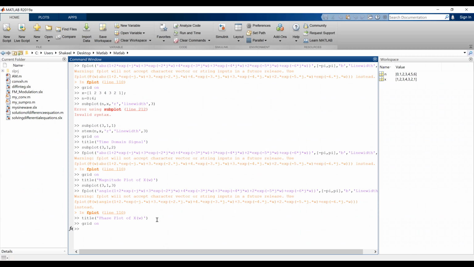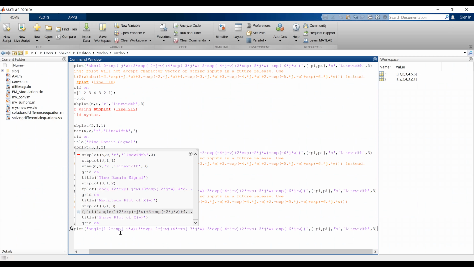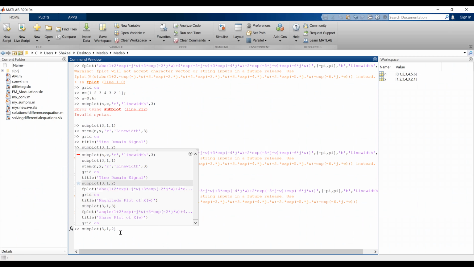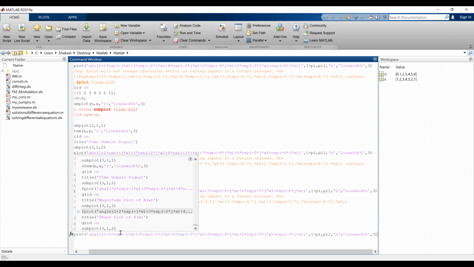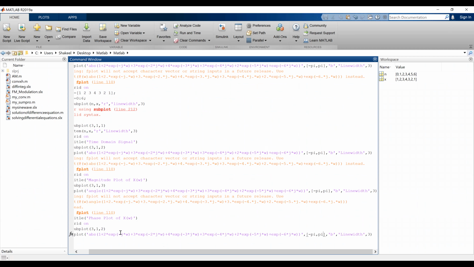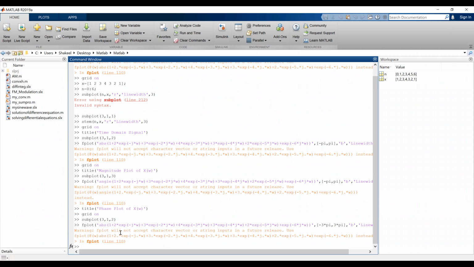We'll go back to MATLAB and let me plot the magnitude spectrum. Let me get it back first. Then on this we will plot the magnitude plot. This time the magnitude plot will be from, let's suppose, minus 3 pi to plus 3 pi. So if we do this, what will happen to the magnitude spectrum?